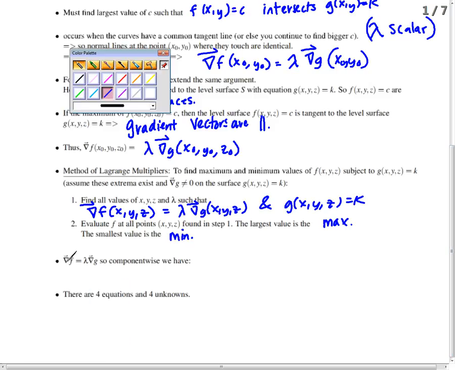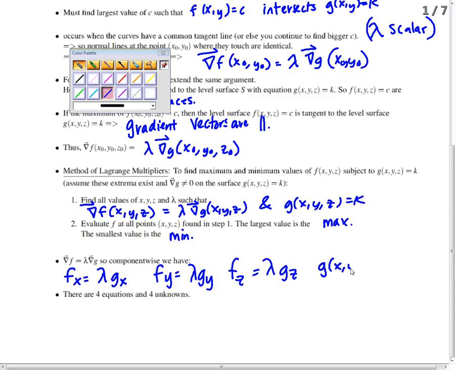Okay, so this is what I was saying before. If I'm setting the gradient of f equal to lambda times the gradient of g, I have f sub x equals lambda g sub x, f sub y equals lambda g sub y, f sub z equals lambda g sub z, and I also have this function equals k. 1, 2, 3, 4 equations and 4 unknowns. Okay, let's see if we have time to try one.